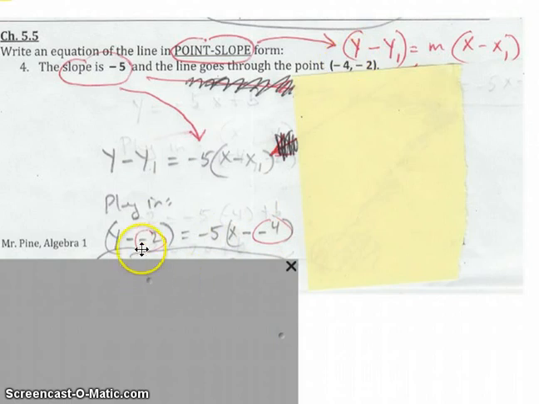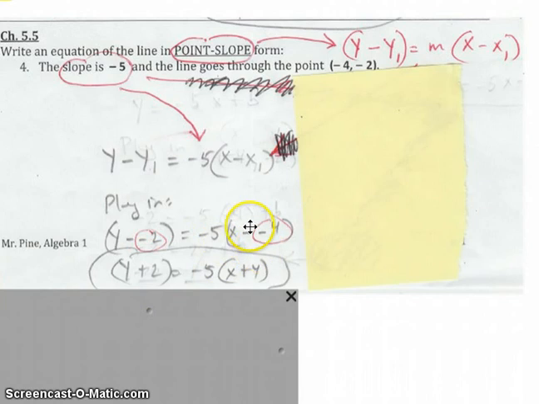Now I'm just going to clean that up. Minus minus becomes plus, and it becomes y plus 2 equals, and x minus minus 4 becomes x plus 4. So there's my answer right here.